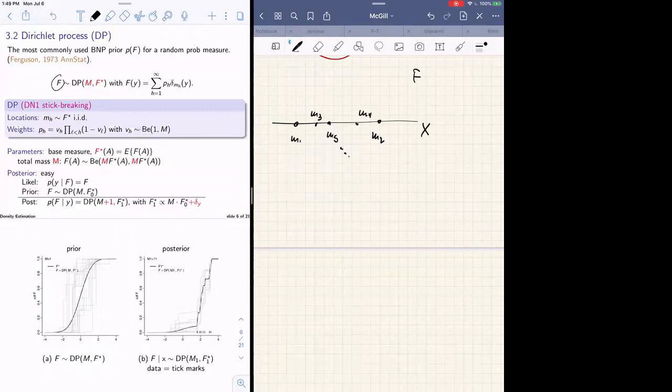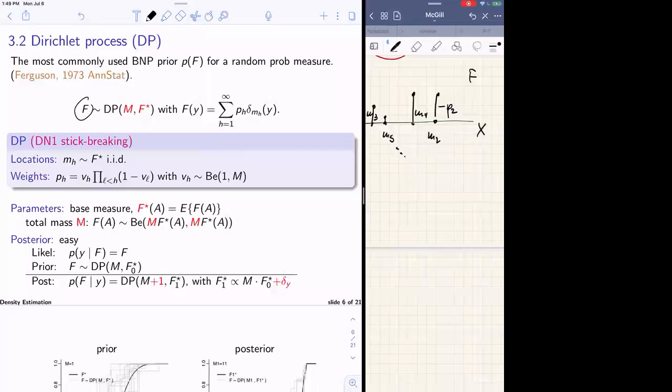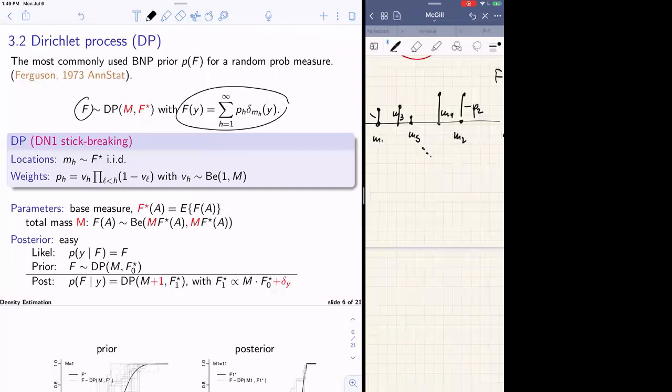And then for each atom, I'll generate a random probability mass, say that much here, that much here, that much here, here, and here. Let's give names to these probability masses. Let's call them P sub 1, P sub 2, etc. Then the sum of these discrete probability masses becomes my F. That's it. So going back to the formal definition, here's the F. The F is just the sum of the sticks on the right side.